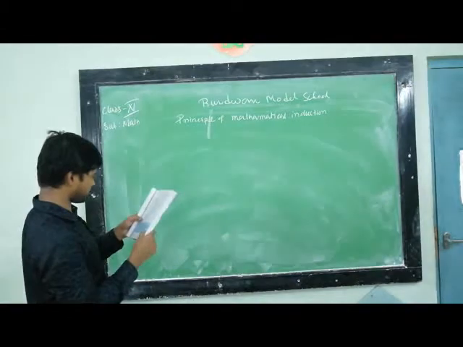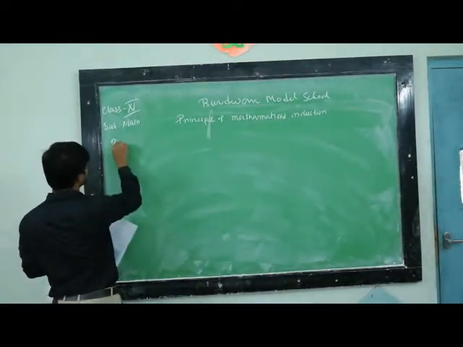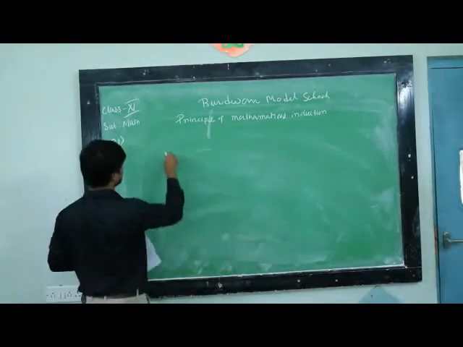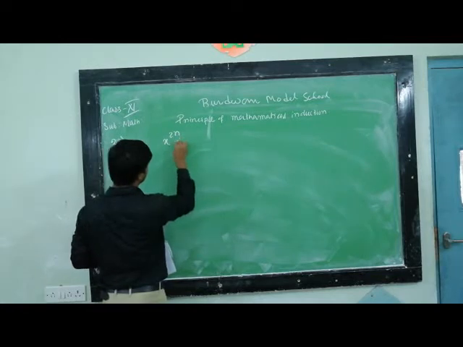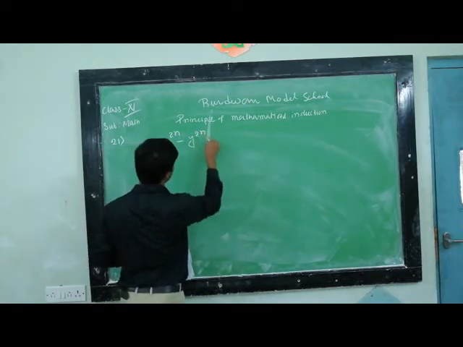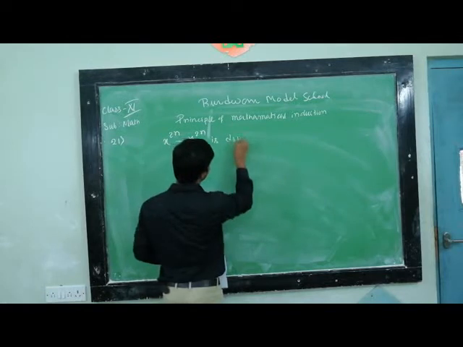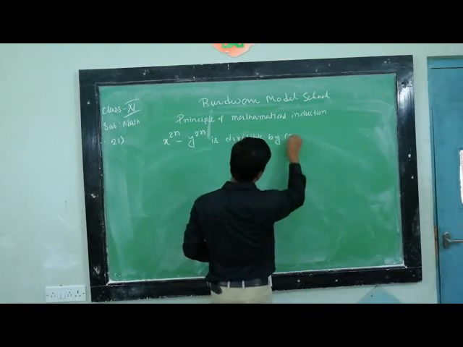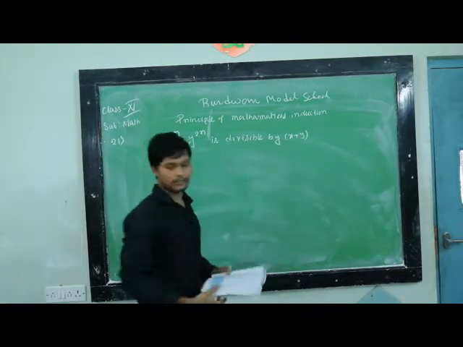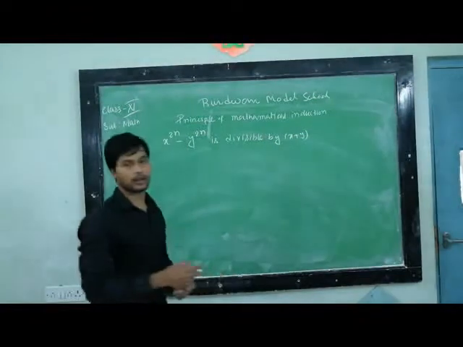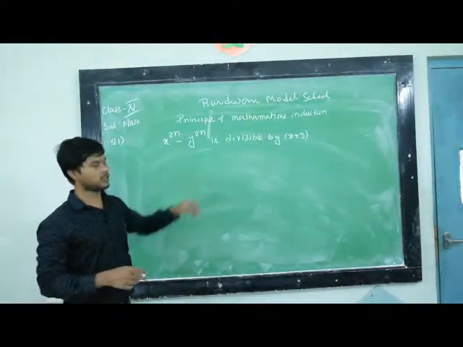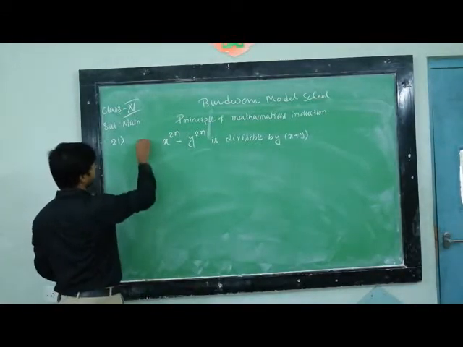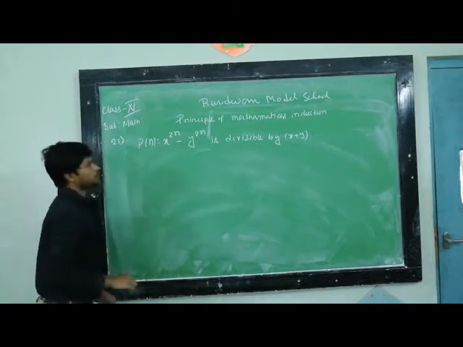From 21. So question number 21 is: by principle of mathematical induction, we have to prove that x to the power 2n minus y to the power 2n is divisible by x plus y for any values of n. So we are going to prove this statement by the principle of mathematical induction. First we'll consider the given statement as P(n).